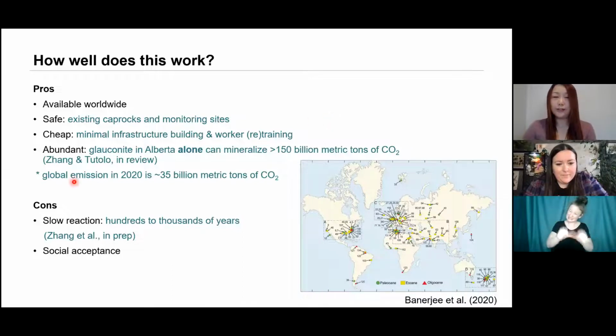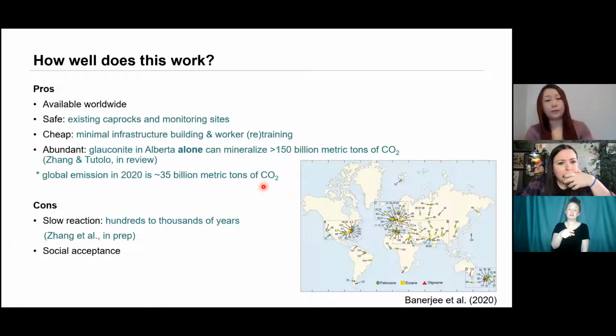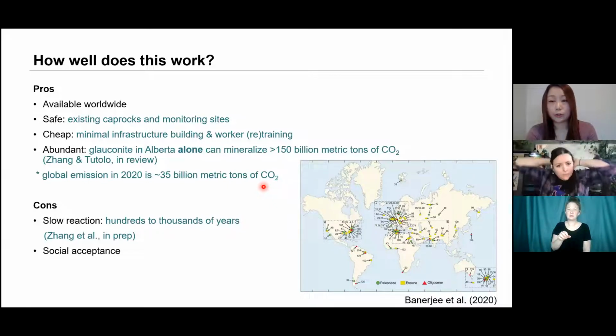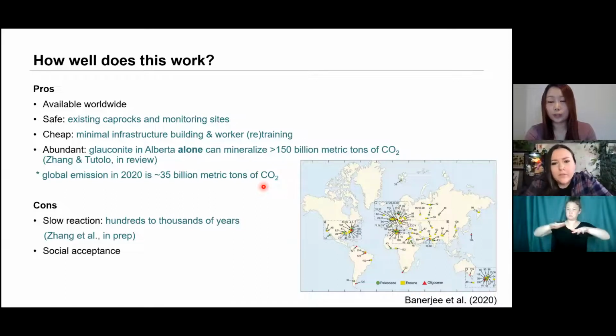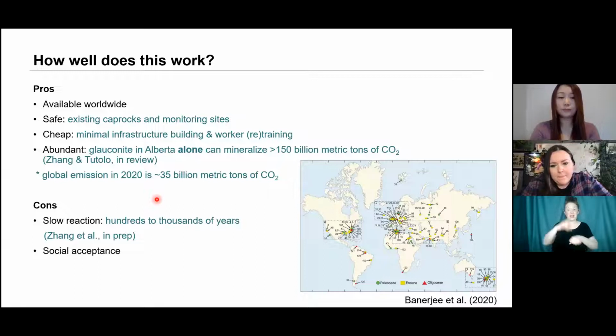And also glauconite is really exciting because it's very abundant. I don't have global data, but from Alberta alone, I calculated that we can mineralize over 150 billion metric tons of carbon dioxide. And to put this into perspective, it is about 4 to 5 times our global emission using the 2020 data. So this is huge. And this is just one province in Canada. I really think the global potential is gigantic.